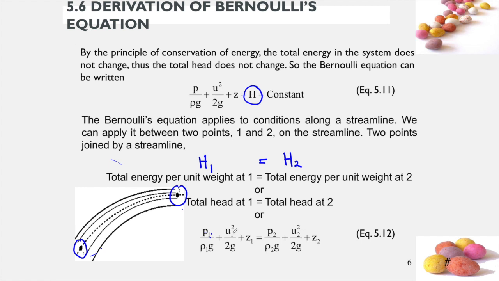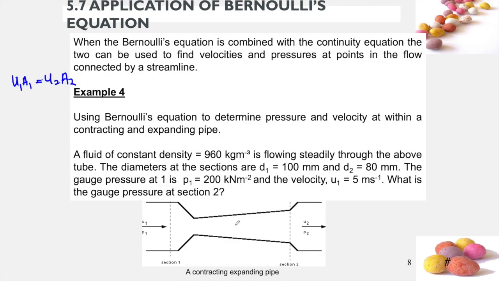In order for you to reduce the number of unknowns, now you have unknown U1 and unknown U2. In order to reduce it to one unknown, because if you have two unknowns you cannot solve this Bernoulli's equation, you must reduce it to one unknown. How to reduce it? By using the continuity equation. That's why I show you here.